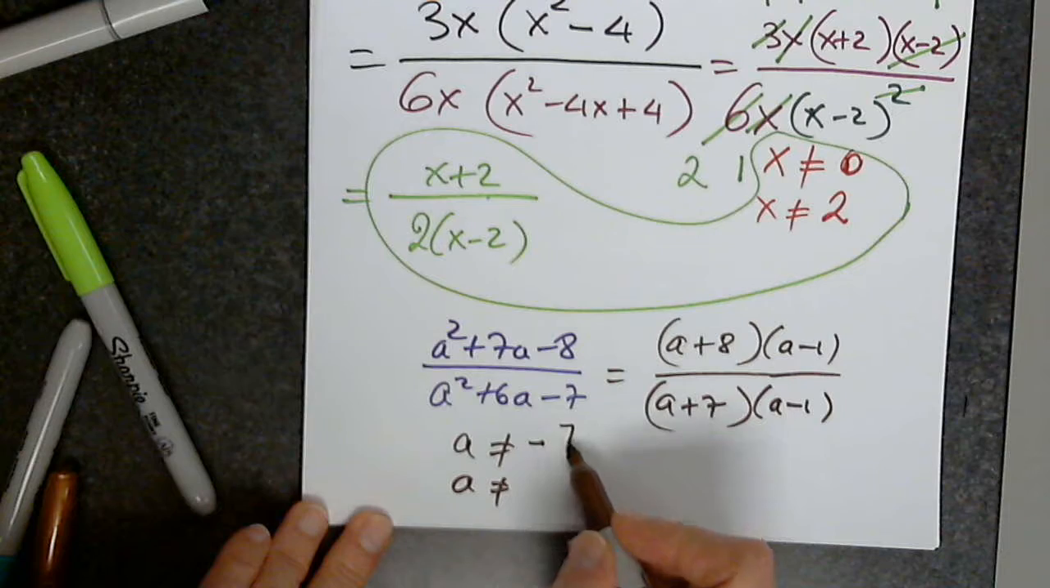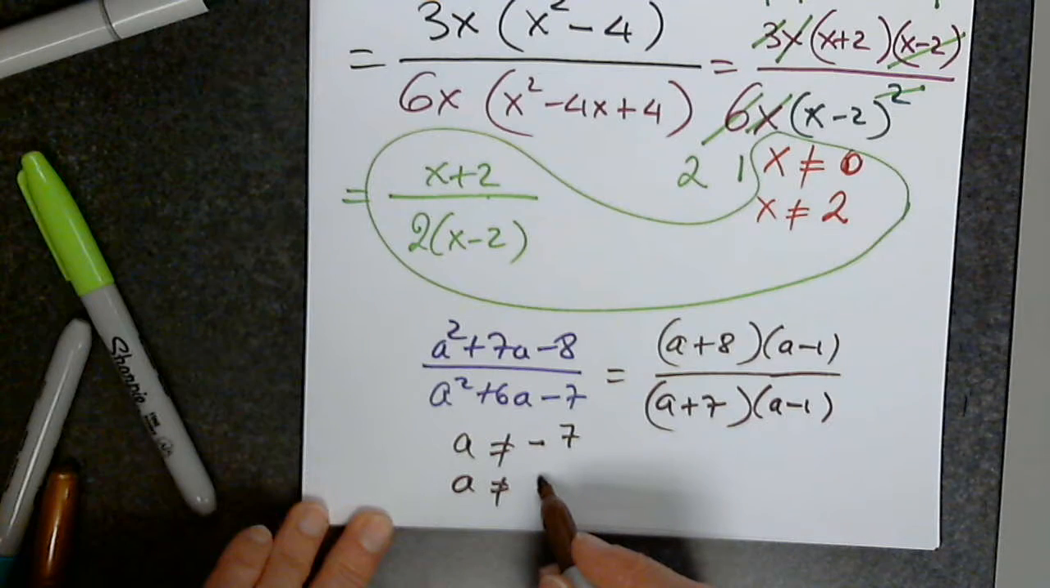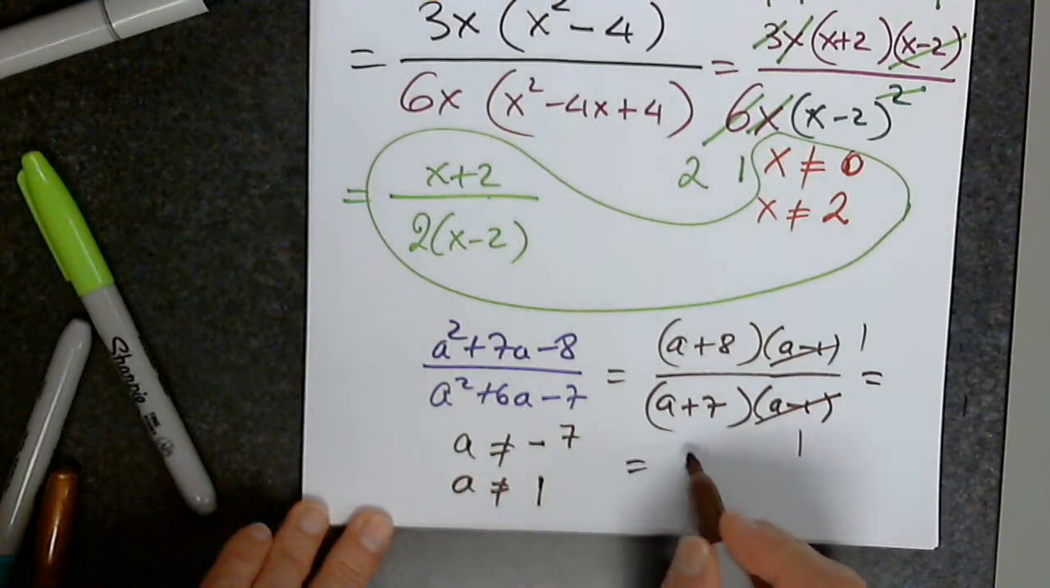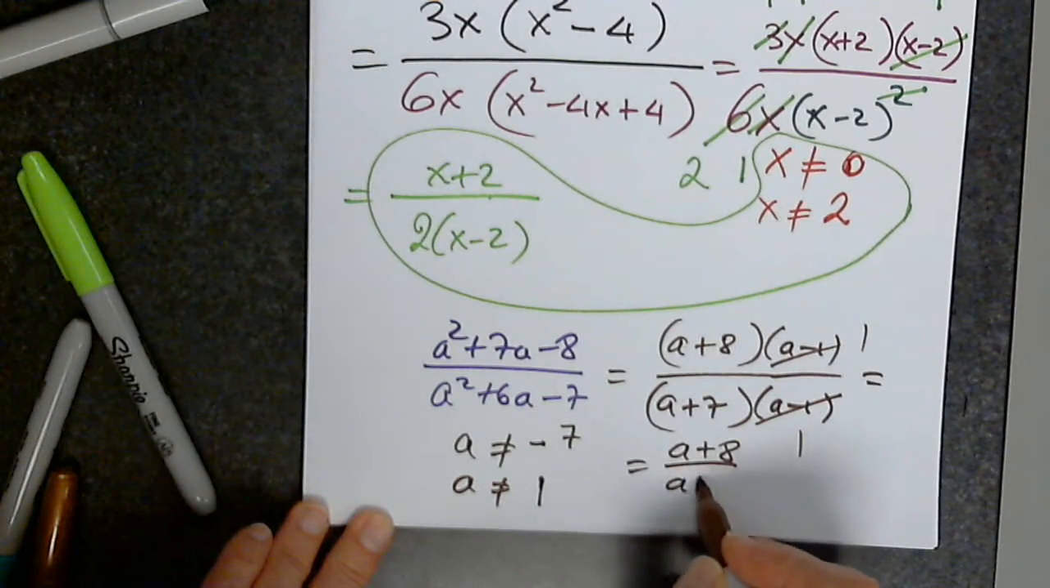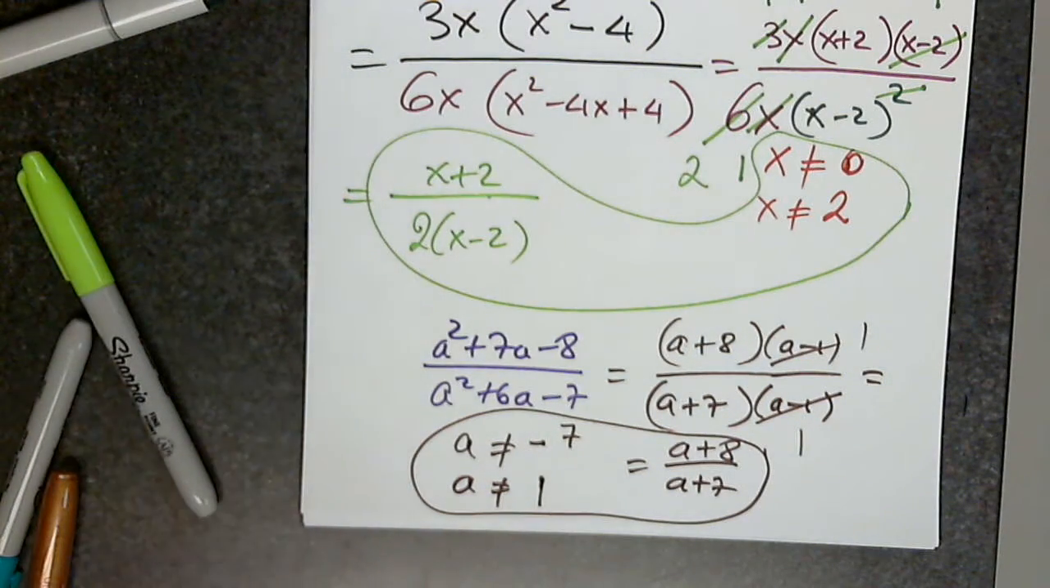Negative 7. Oh, and 1. 8 minus 1. Very good. So now I'm allowed to simplify. And the simplified form is a plus 8 over a plus 7. And this is the correct answer. Any questions?